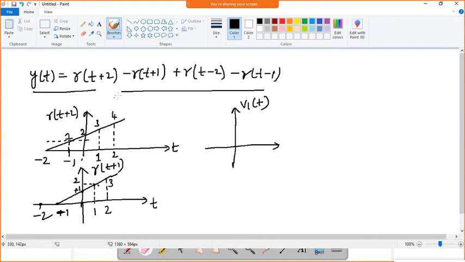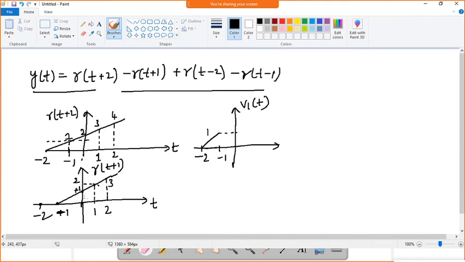Now subtract this r of t plus 1 from r of t plus 2. At 2 it will again have 0 and here also it is 0. So at minus 2 it will have 0. Now at minus 1, what is the value? Here it is 0 and here it is 1. So at minus 1 it will have the amplitude value 1.